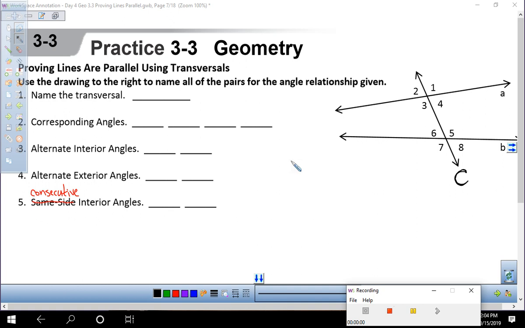You'll notice that they're wanting you to name the transversal. There are 4 blanks to name the 4 corresponding angles. Name your alternate interior, alternate exterior, and then consecutive interior. So if you will, pause the video and take a second to fill this one out.